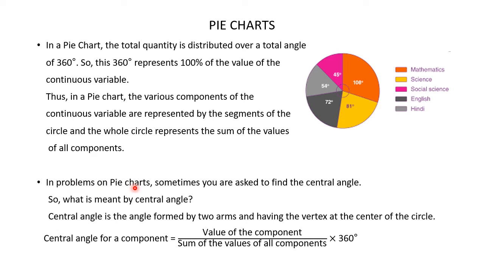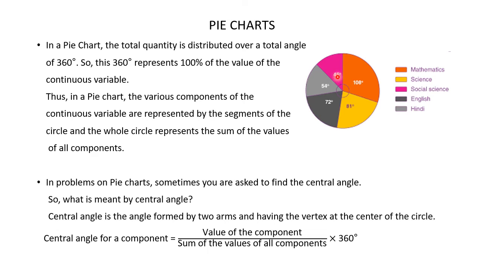Now in problems on pie charts, sometimes you are asked to find the central angle. So what is meant by central angle? Central angle is the angle formed by two arms and having the vertex at the center of the circle. Now supposing you consider this segment. Here the central angle is 45 degrees. Now this 45 degrees is formed by the two arms and these have the vertex at the center of the circle.